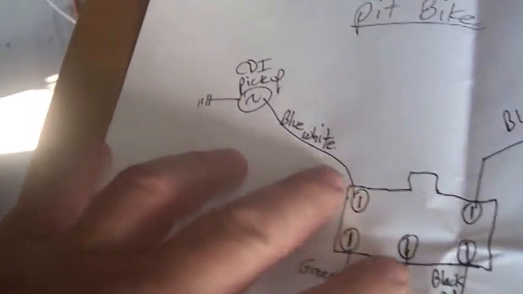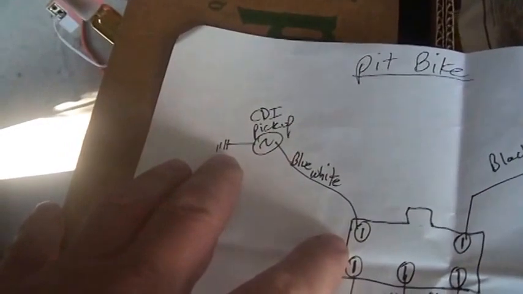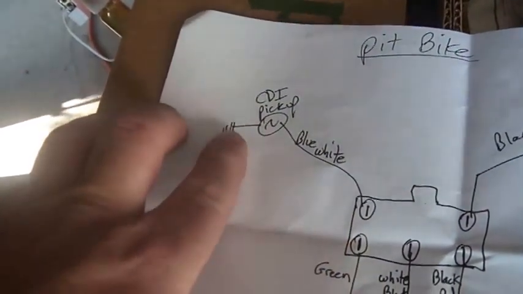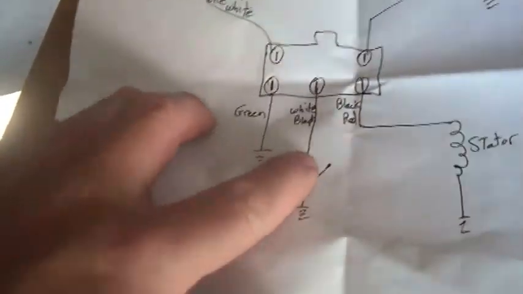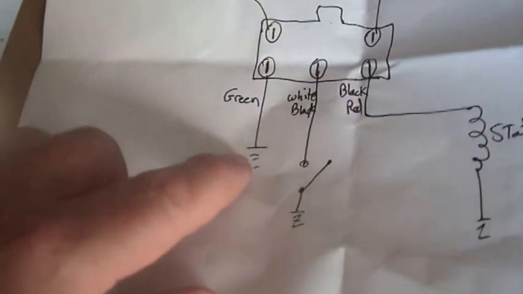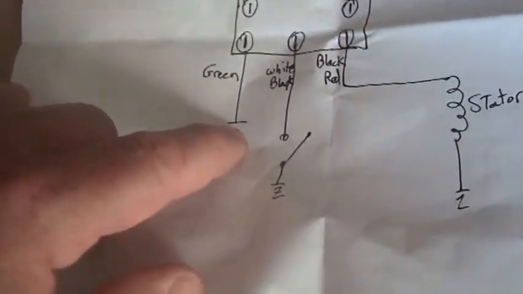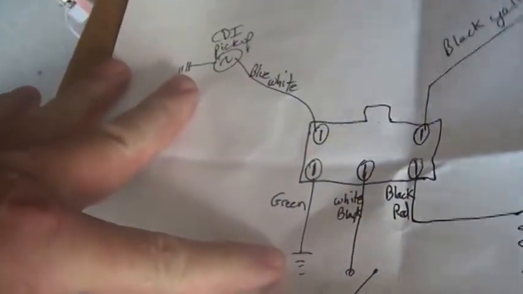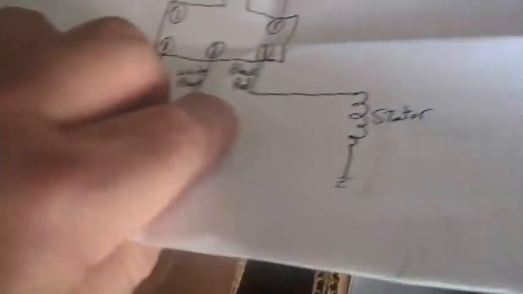So blue and white goes to the CDI, and if the CDI is underneath the flywheel, it's probably already grounded. That's what that thing is right there. We're pointing. That's the ground. So the second most important wire to the pit bike is this green wire. It goes to the frame of the bike typically. Notice both these things are grounded. So you got to make sure all the grounds on the frame are in really nice shape.